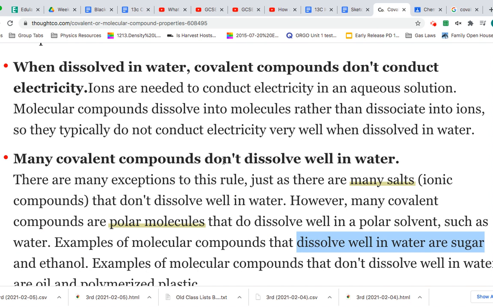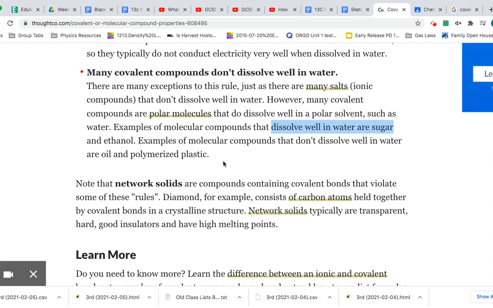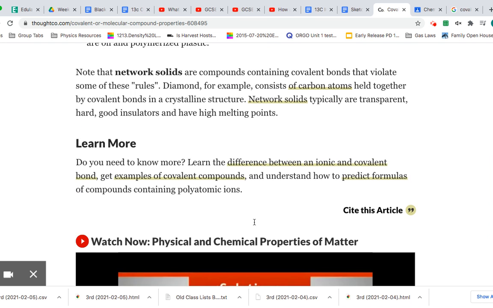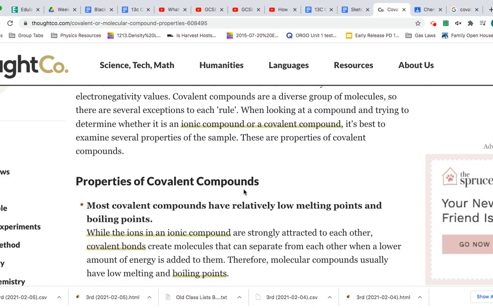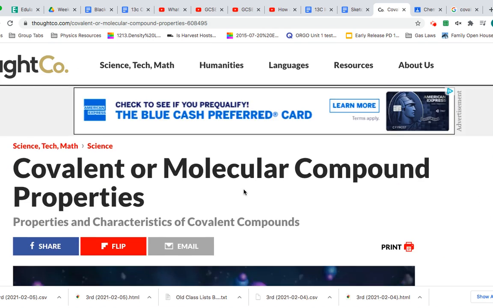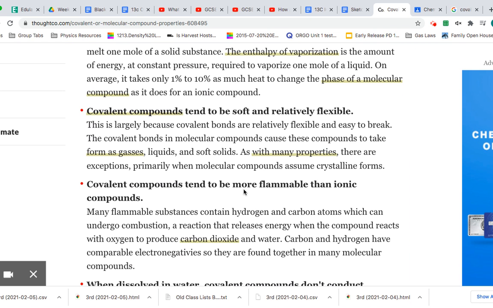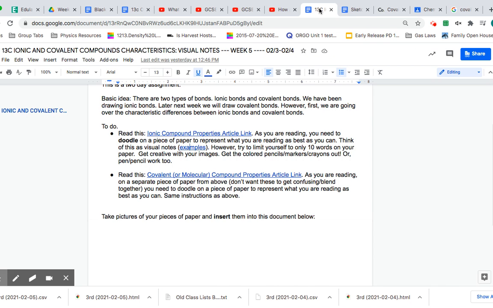So, like I said, homework. And down here, there are some exceptions, learn more. You might need to go through and fill in some gaps in your notes because I know that was quick. That is your homework for Sunday, that one, as well as the ionic properties. If you didn't finish that one, you have to do that one. So that is where we're at with those.